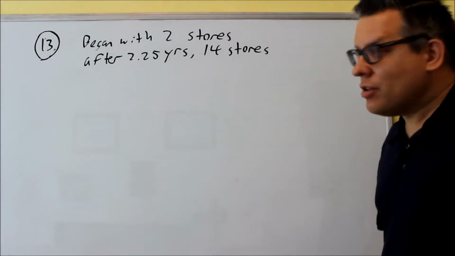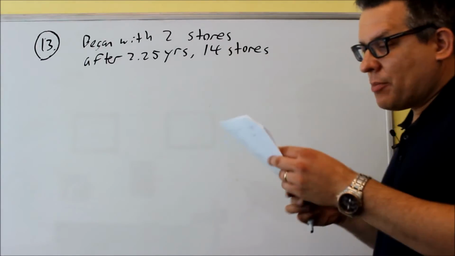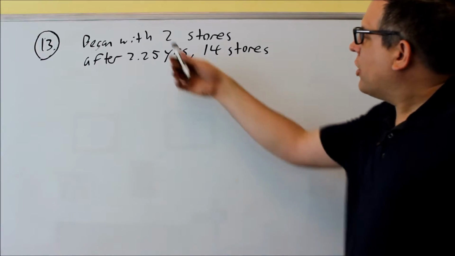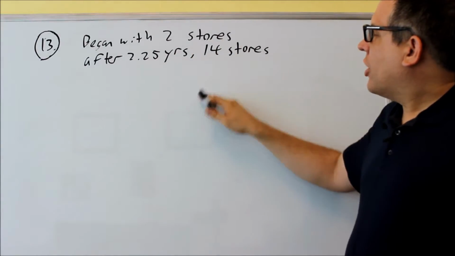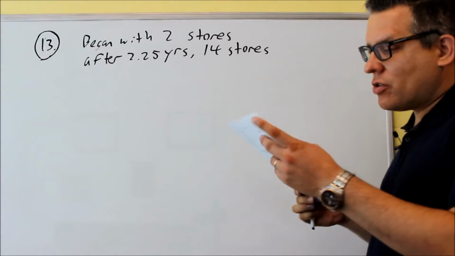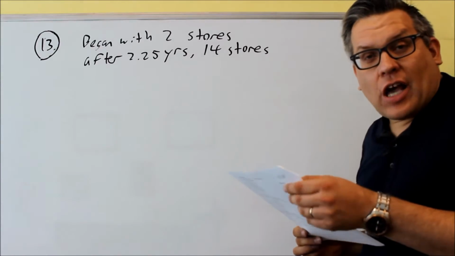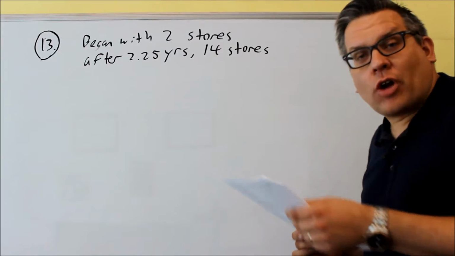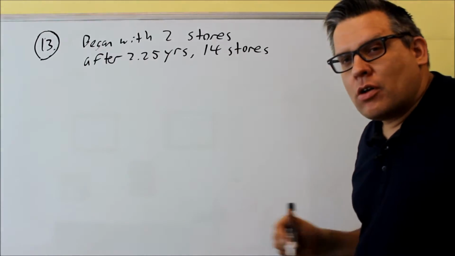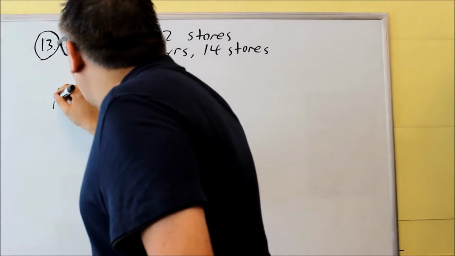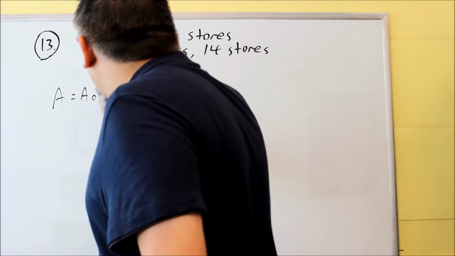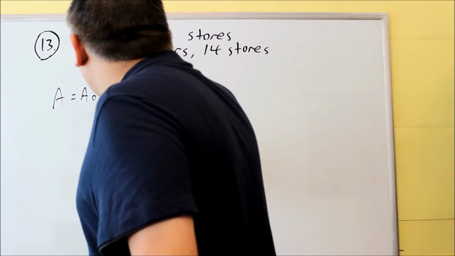Alright, for number 13, got a word problem here talking about Dunkin' Donuts stores. Dunkin' Donuts began with 2 stores, and it says after 2.25 years, there were 14 stores. What it's asking us to do in part A is find the exponential growth function that describes the information here. If you're going to do a growth or decay type problem, you have to start with the base formula, so we have to make sure we know what that one is.